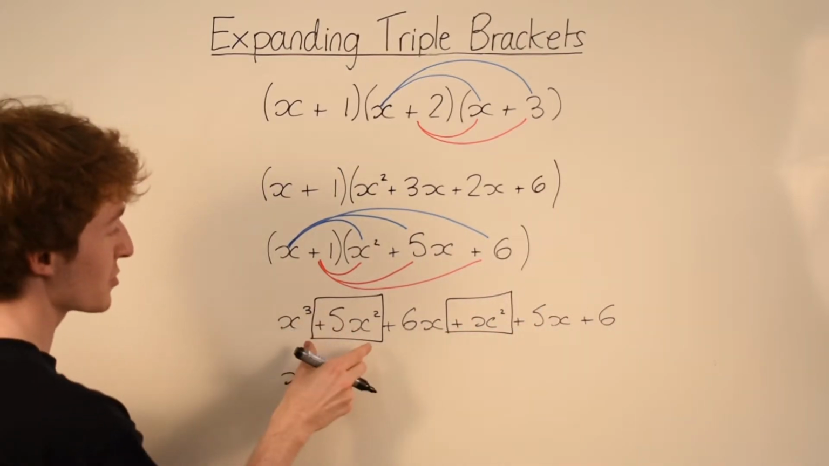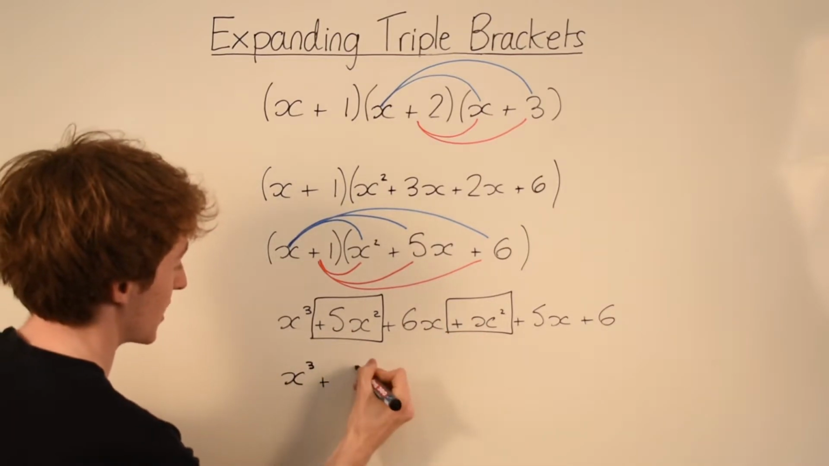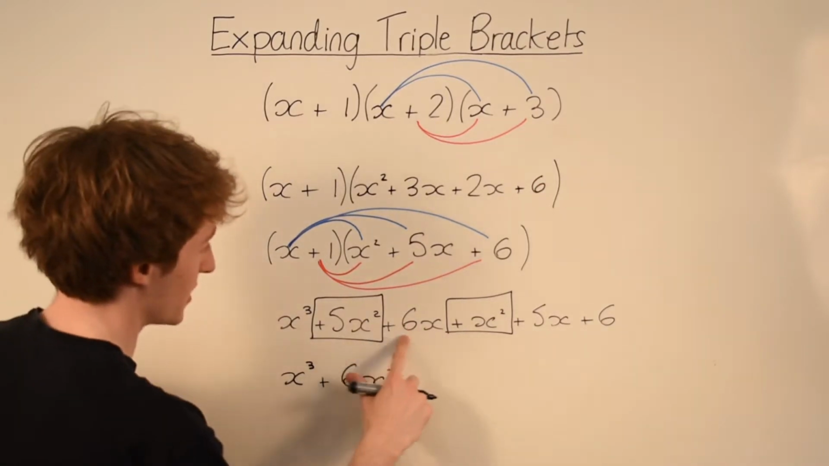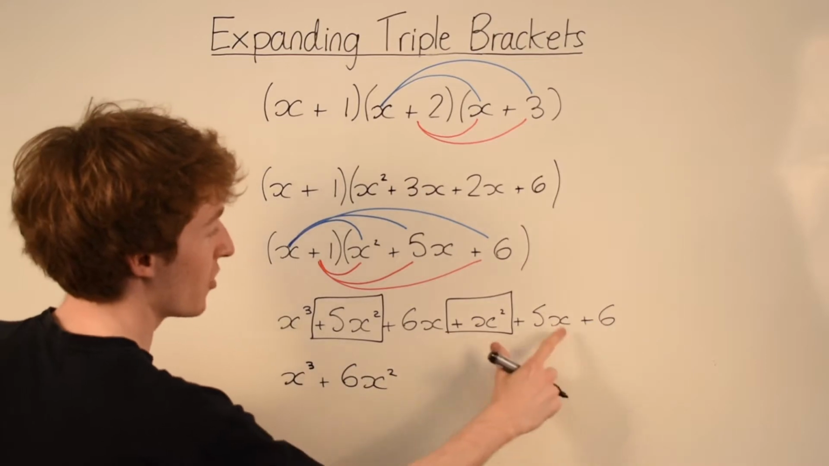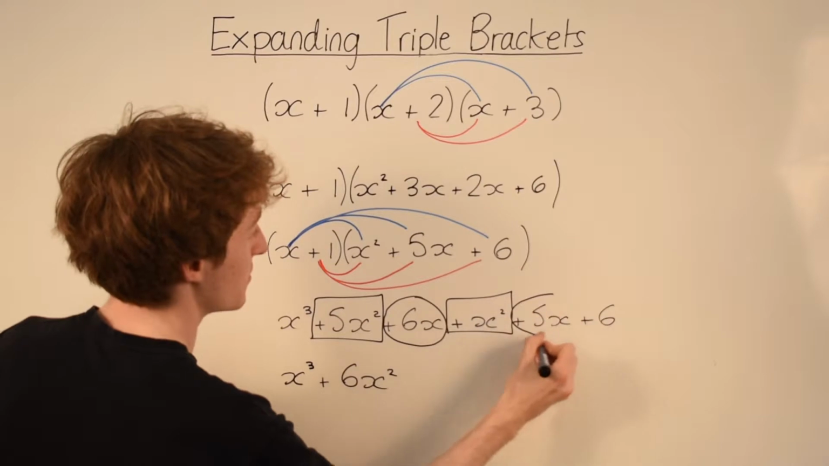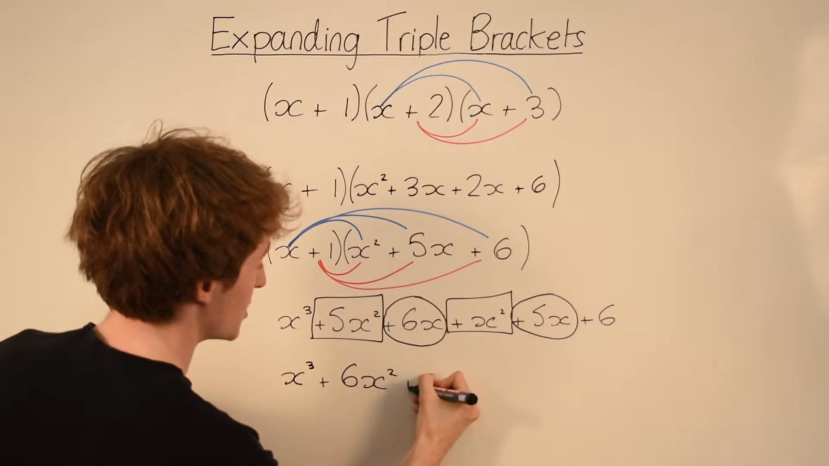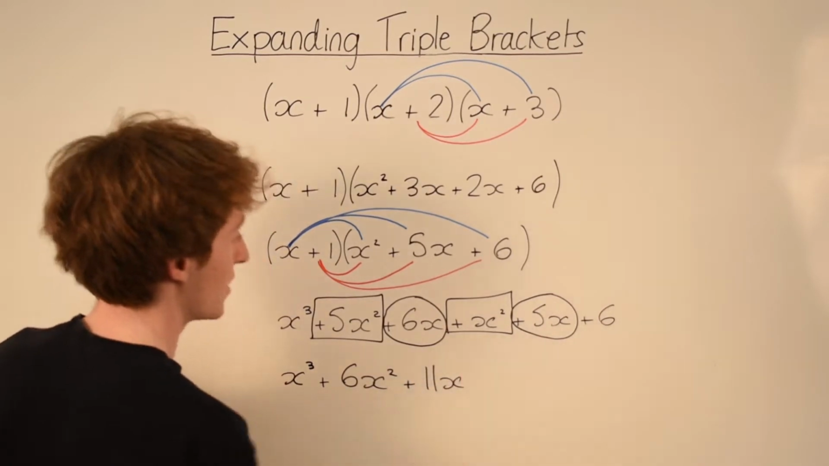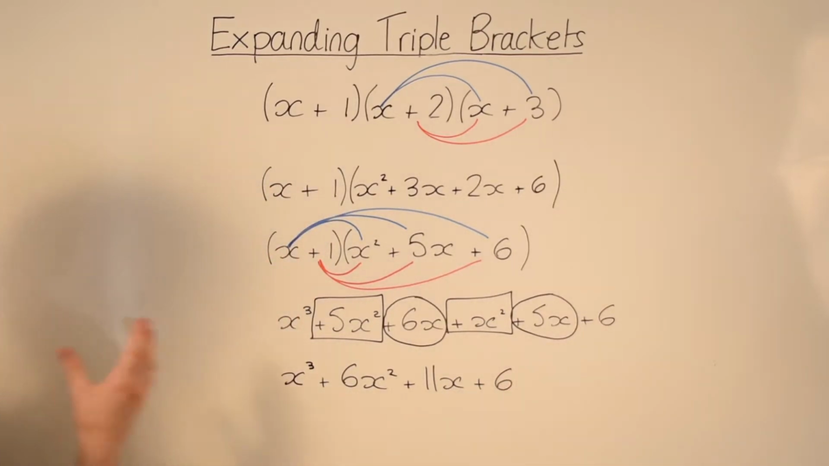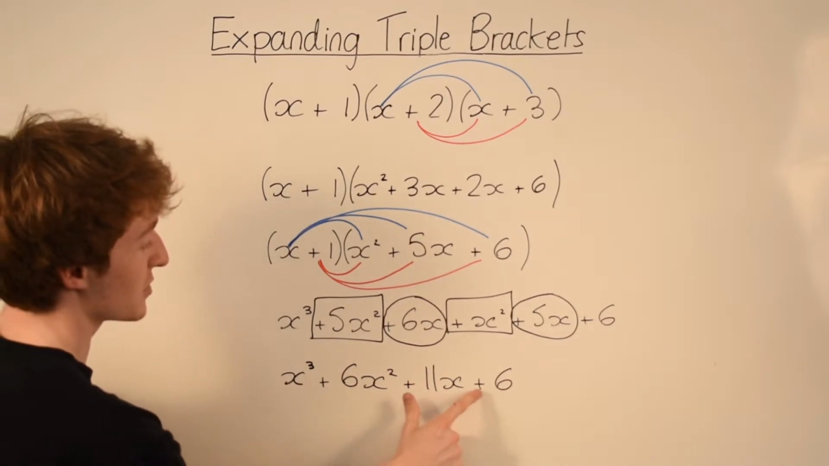Now, because they're like terms, we can collect them together. So we have plus 5x squared plus x squared. So in total, that gives us plus 6x squared. Okay, now let's take a look at the next term, which is plus 6x. We've got another x term here, plus 5x, which means that these are like terms. So if we collect them together, we get plus 6x plus 5x, which is plus 11x. And then we can see all we've got left over is this plus 6. Okay, so that completes our expanded triple brackets, and we get x cubed plus 6x squared plus 11x plus 6.